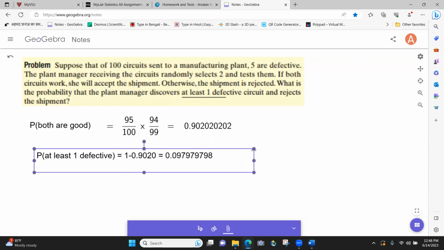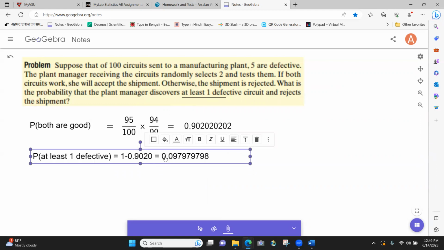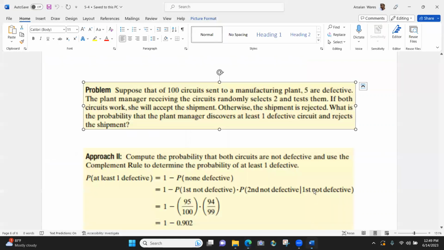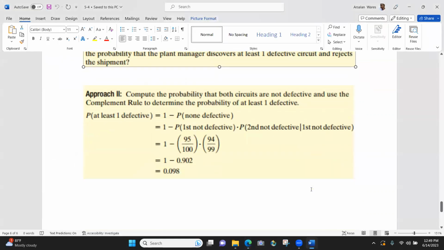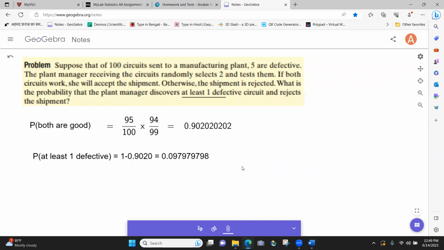I think if they ever ask you if something is unusual, if it's less than 5% or 0.05, you will say it's unusual. So it's not unusual yet. There are a couple of questions like that. Okay, so this is the answer I'm getting. I'm going to check the answer in the book. Yeah, same. They got 0.098 and I got the same thing, 0.0979.